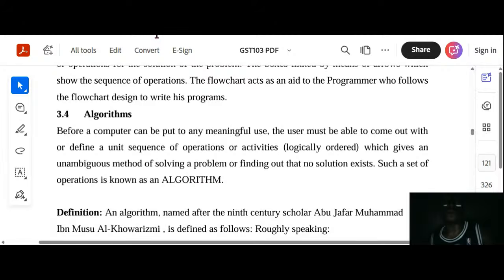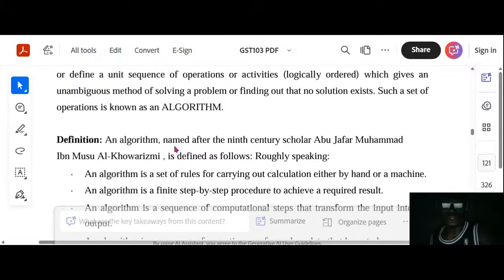Such a set of operations is known as an algorithm. That is why the TMA question asks by saying dash gives an unambiguous. I'll ask you that question again so you will see the way they ask the question, in case it's likely going to repeat in the exam. Dash is a finite sequence of operations which give an unambiguous method of solving a problem. That is an algorithm. Okay, so that is the definition of algorithm. Just know it like that.